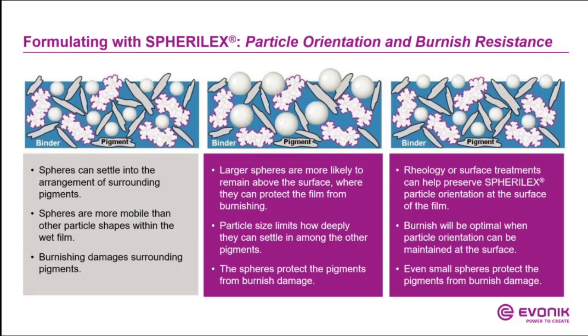Larger spheres are more likely to remain above the surface, where they can protect the film from burnishing, which you see in the middle picture. So particle size limits how deeply they can settle in among the other pigments. The spheres, in this case, protect the pigments from burnish damage. On the right-hand side, you see smaller spherical particles. And here, the rheology or surface treatments can help to preserve SPHERILEX particle orientation at the surface, where you need them to improve the burnish resistance. So even small spheres protect the pigments from burnish damage.